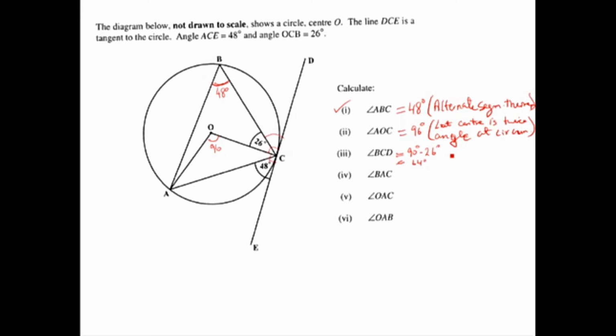And the reason for that is radius meets tangent. Radius is perpendicular to tangent, which is the same as saying a radius meets a tangent at 90 degrees. They're perpendicular to each other. Okay, so now we found that. So this is actually 64 degrees.